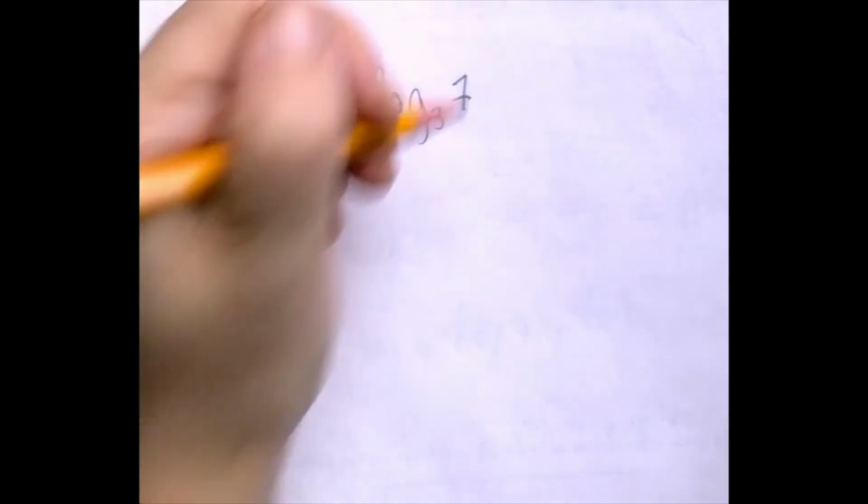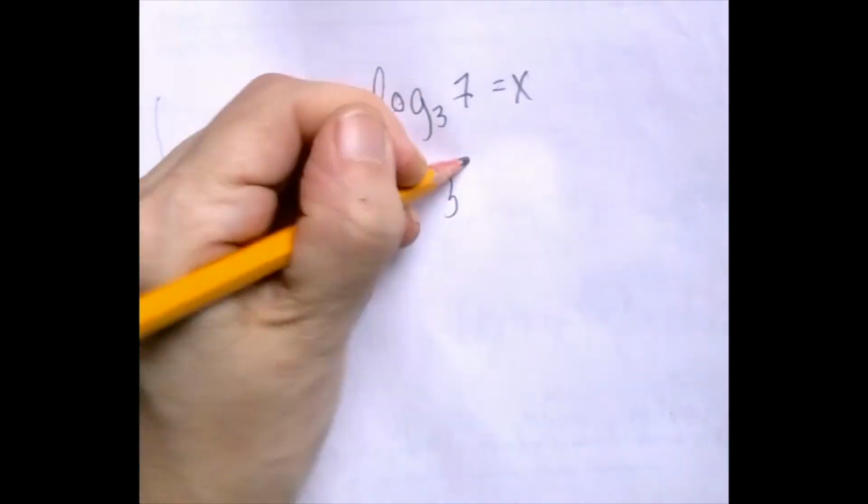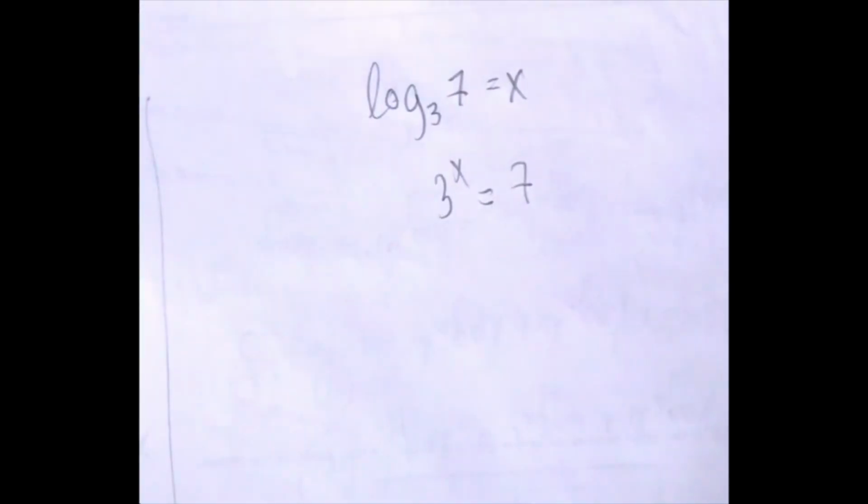We did log 3 of 7. Remember log 3 of 7, we made it x. We rephrased the logarithmic expression into an exponential one. 3 to the x is 7. And now we took any logarithm of both sides. I'm going to take, well, log 3 would be silly. I'm going to take log 5 of both sides.